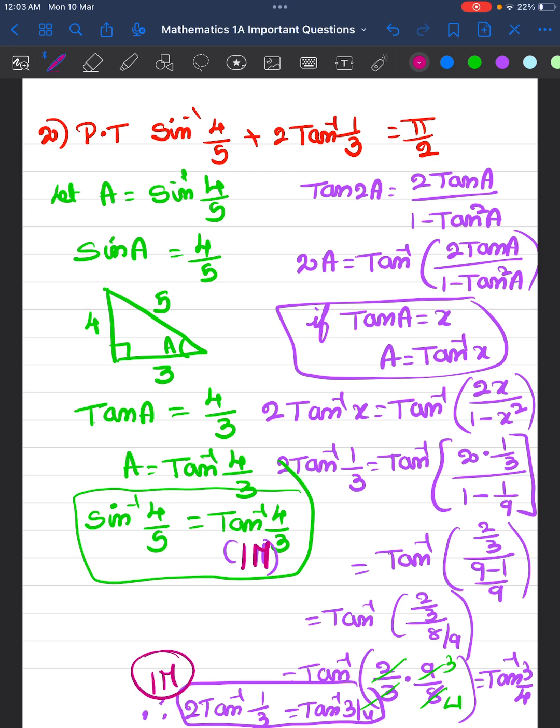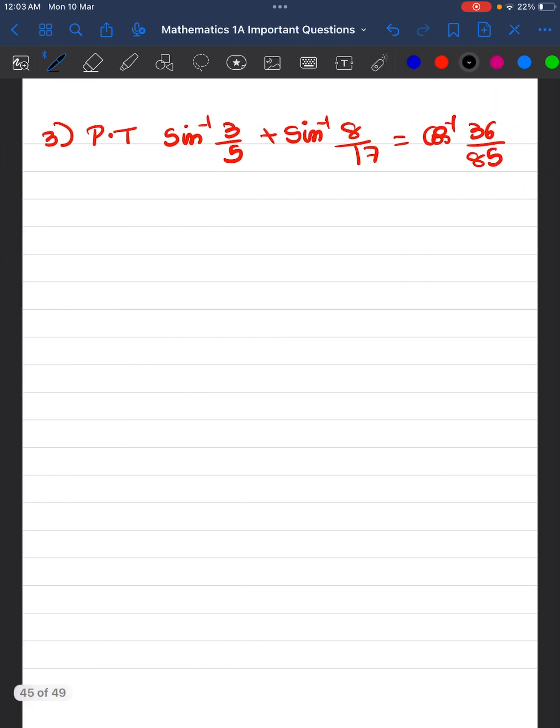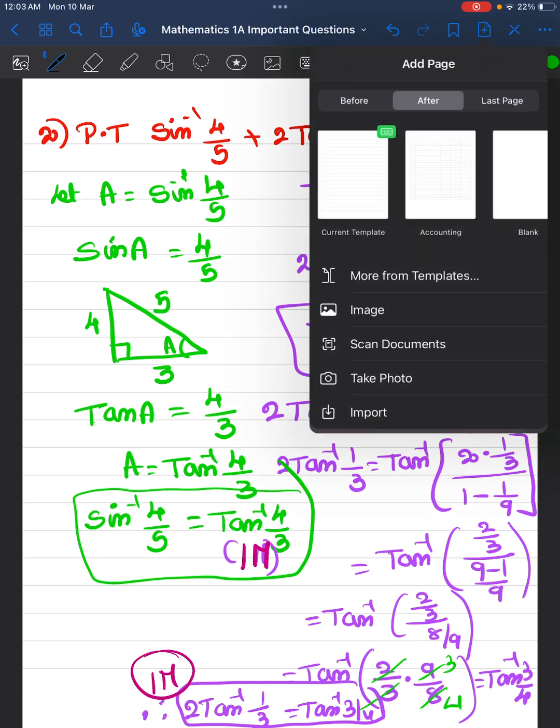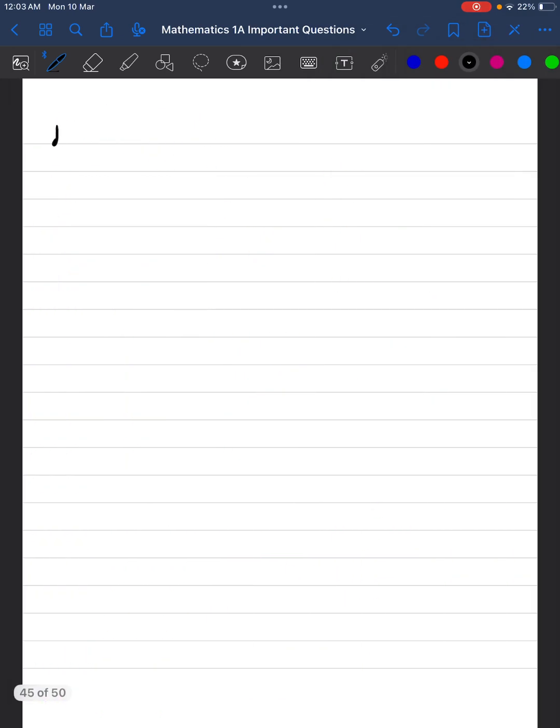After this, now we are coming to solve the problem. What is given in the question? They have given LHS. You need to prove it as equal to RHS. What is LHS here? So what I am doing is, I am considering LHS. LHS is sin inverse 4 by 5 plus 2 tan inverse 1 by 3. Sin inverse 4 by 5 we are replacing with tan inverse 4 by 3.